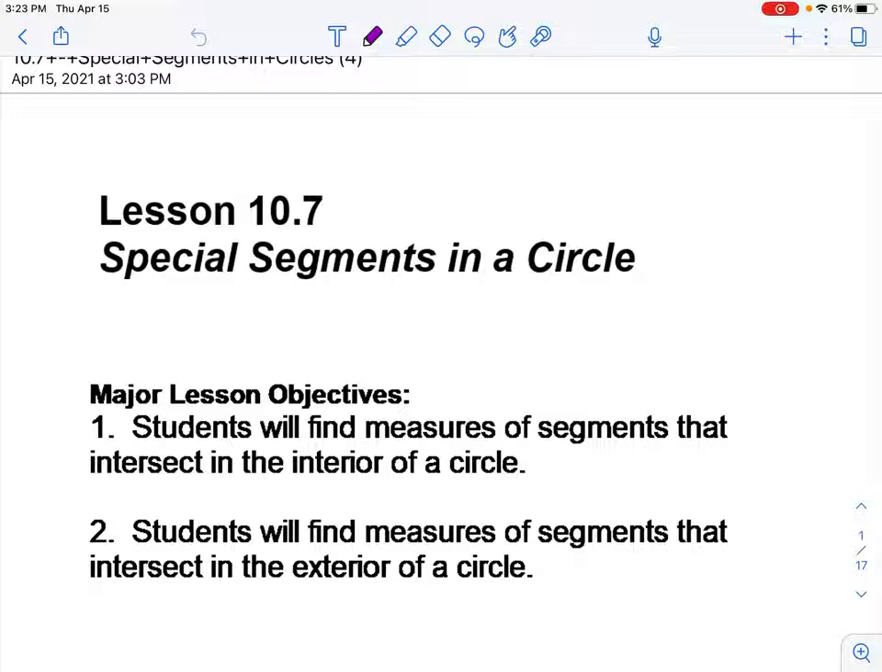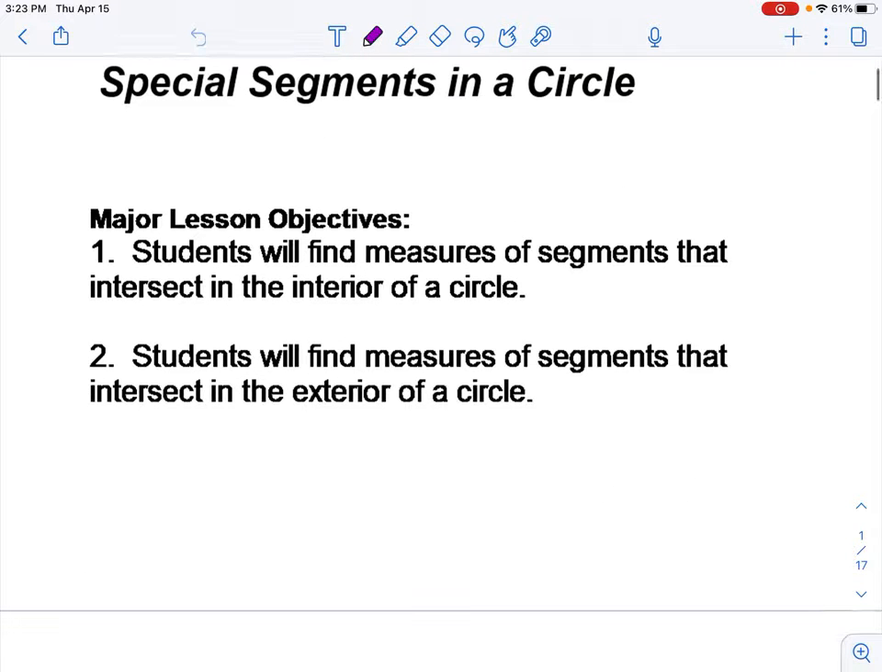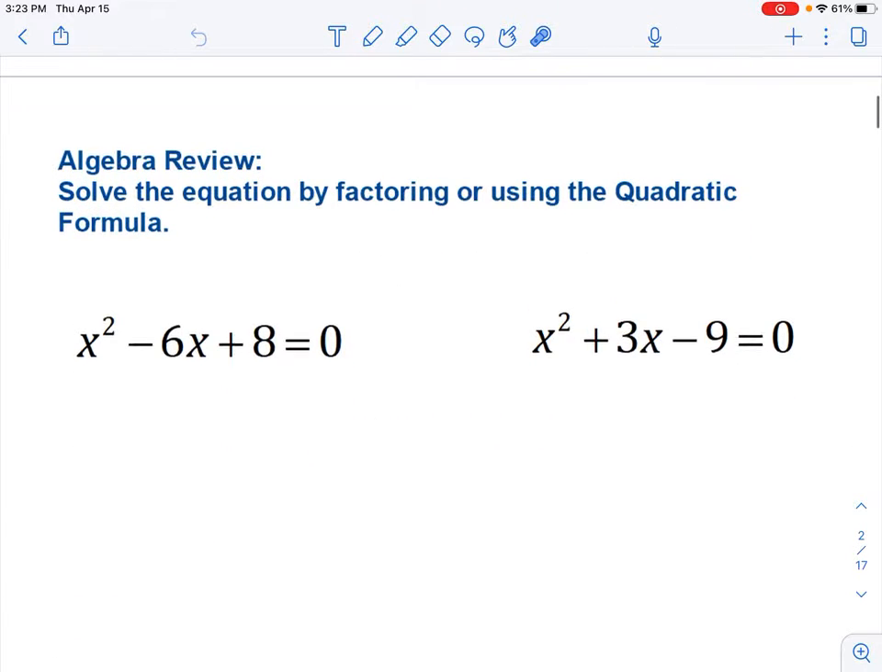Hello, today we are covering lesson 10.7, special segments in a circle. You will be able to find measures of segments that intersect in the interior of a circle and find measures of segments that intersect in the exterior of a circle. So we have an algebra review from Algebra 1. We are going to solve the equation by factoring or using the quadratic formula.